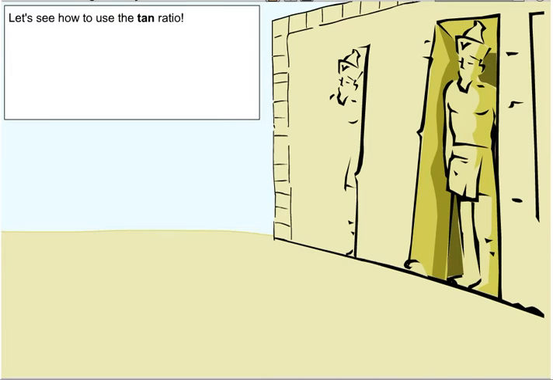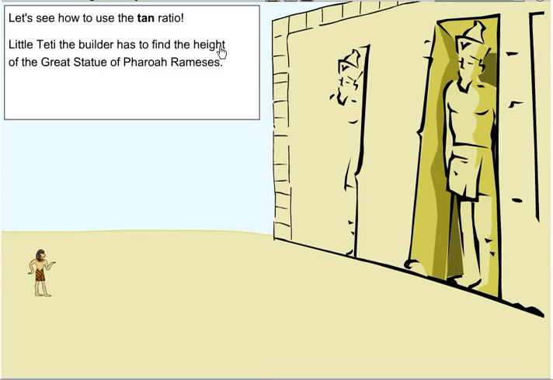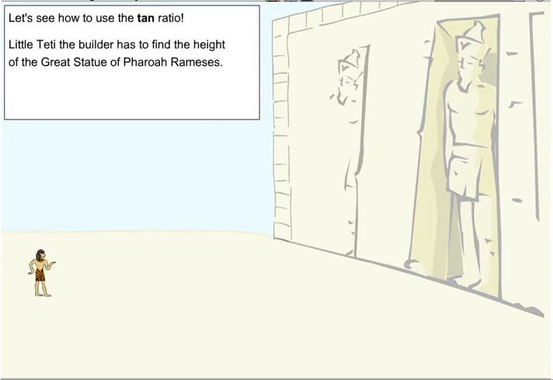Let's see how we can use the tangent ratio. Little Teddy has a problem. He needs to find out the height of a great statue of Ramesses. Can you think how he might do this?